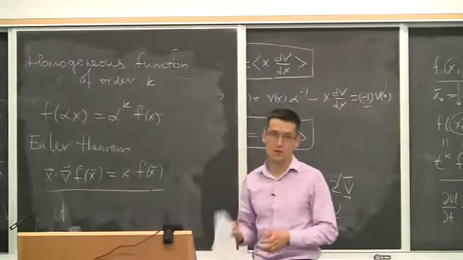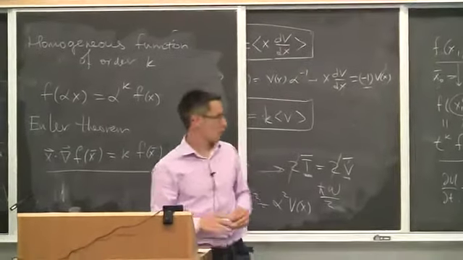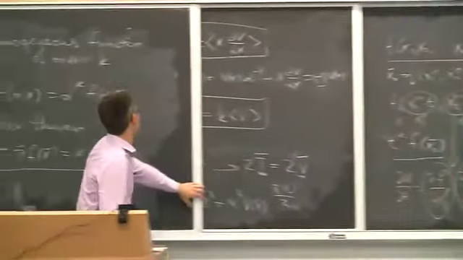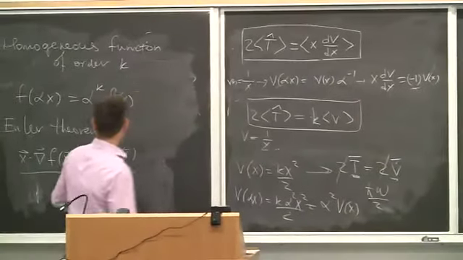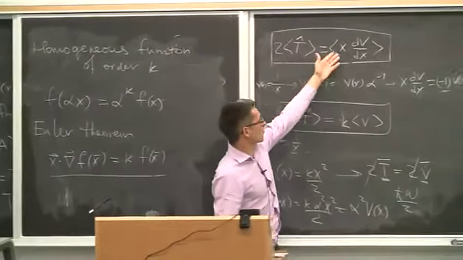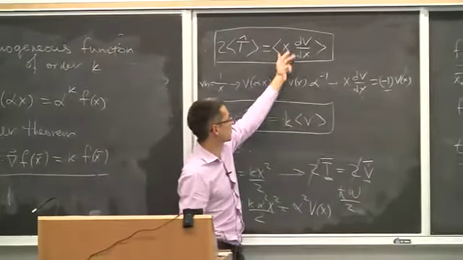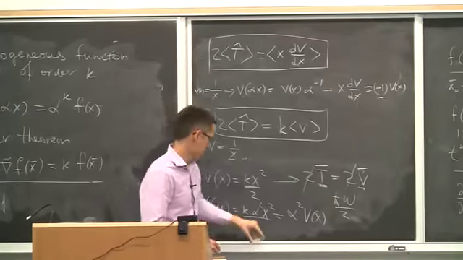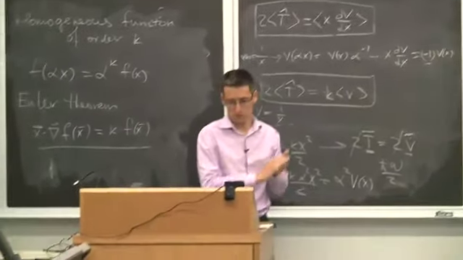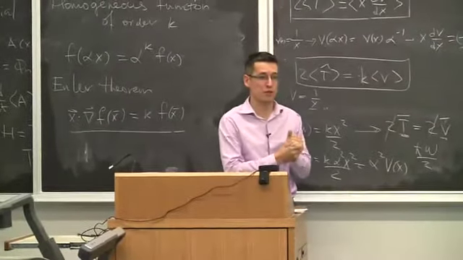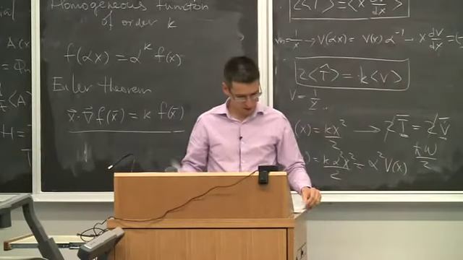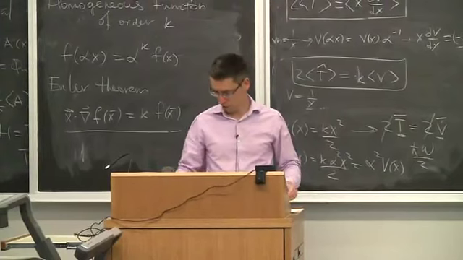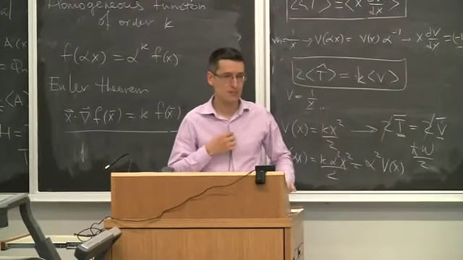Okay, so that's the quick proof of Euler theorem that allows you to have Virial theorem and allows you to go from the derivative of the potential for homogeneous function to the potential. Okay. All right. So those were some useful relations. We'll continue next week with more useful relations on operators. Okay.